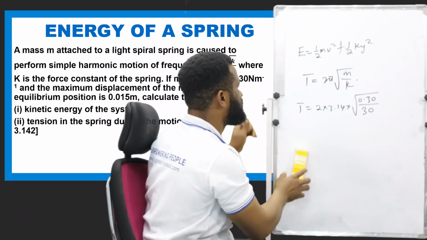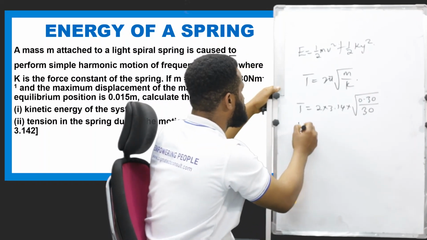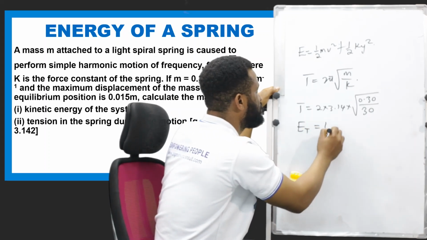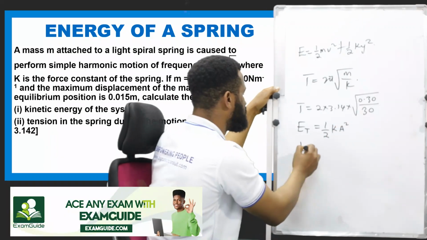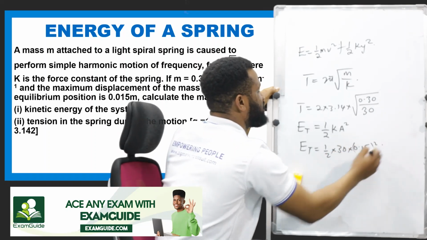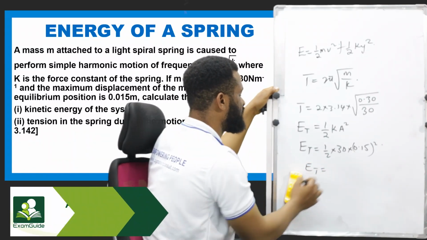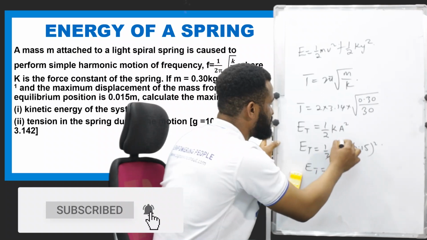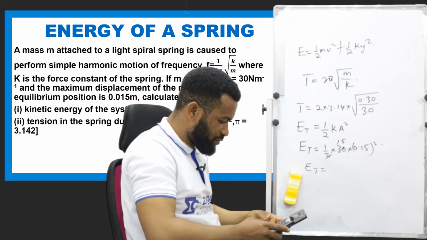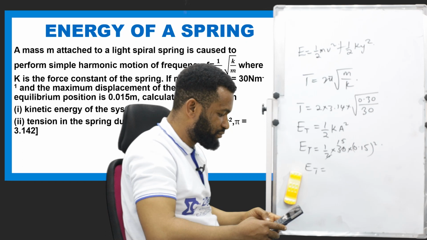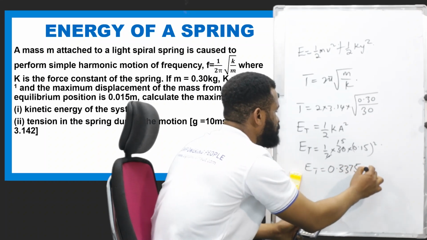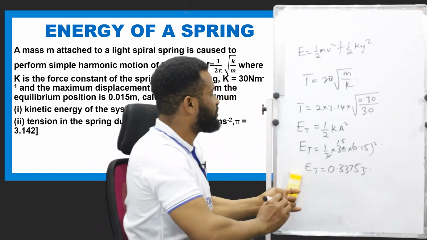Now, okay, let me do it this way. Let's start from saying that the maximum kinetic energy, the total energy of the system, is going to be given as 1 over 2 k a squared. Yes. So the total energy is going to be 1 over 2 times 30 times 0.15 all squared. And that is, this is 15 times 0.15 times 0.15. So we are having 0.3375 joules.